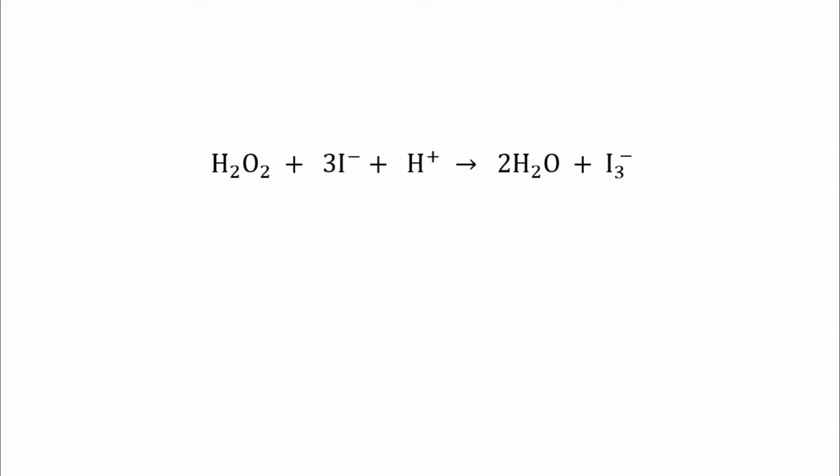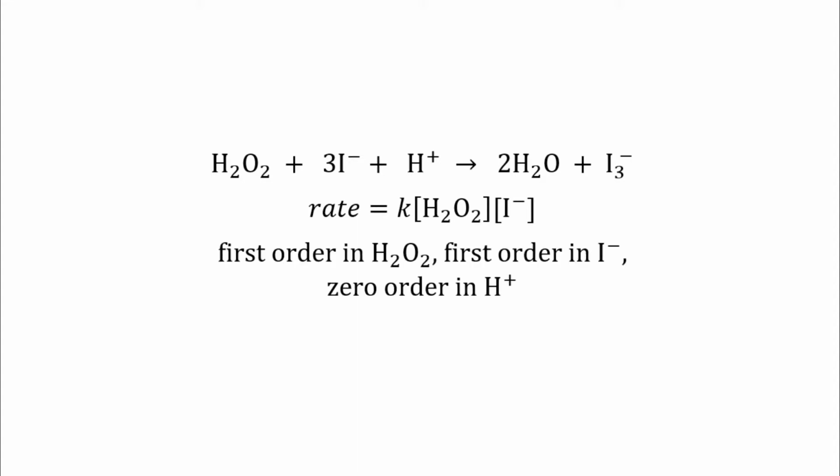H2O2 reacts with 3I negative and 2H plus to form 2H2O and I3 negative. The expression for this is rate is equal to k times the concentration of H2O2 times the concentration of I negative. The H2O2 has a first order, the I negative has a first order, and the H plus has a zero order. The equation has a second order overall.